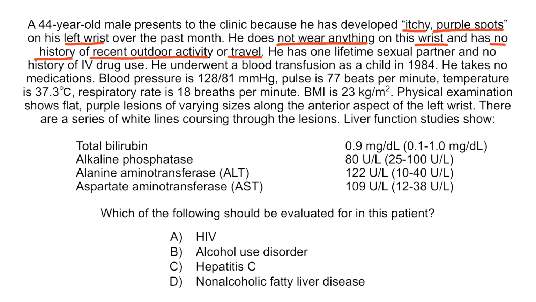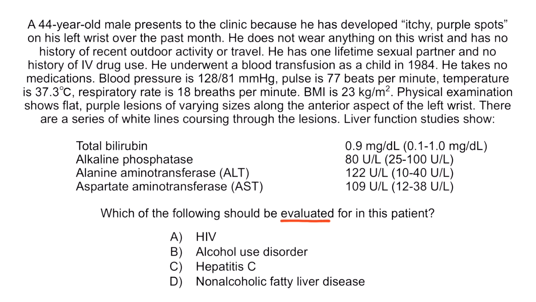Some of the patient's history helps to exclude other conditions, but it's the physical exam that gives this one away. It shows flat purple lesions of varying sizes with a series of white lines coursing through them. These are the telltale descriptors of lichen planus, particularly given the mention of these lacy white lines within the lesions that are known as Wickham striae. The question stem then is asking which diagnosis we should evaluate for in this patient with lichen planus.